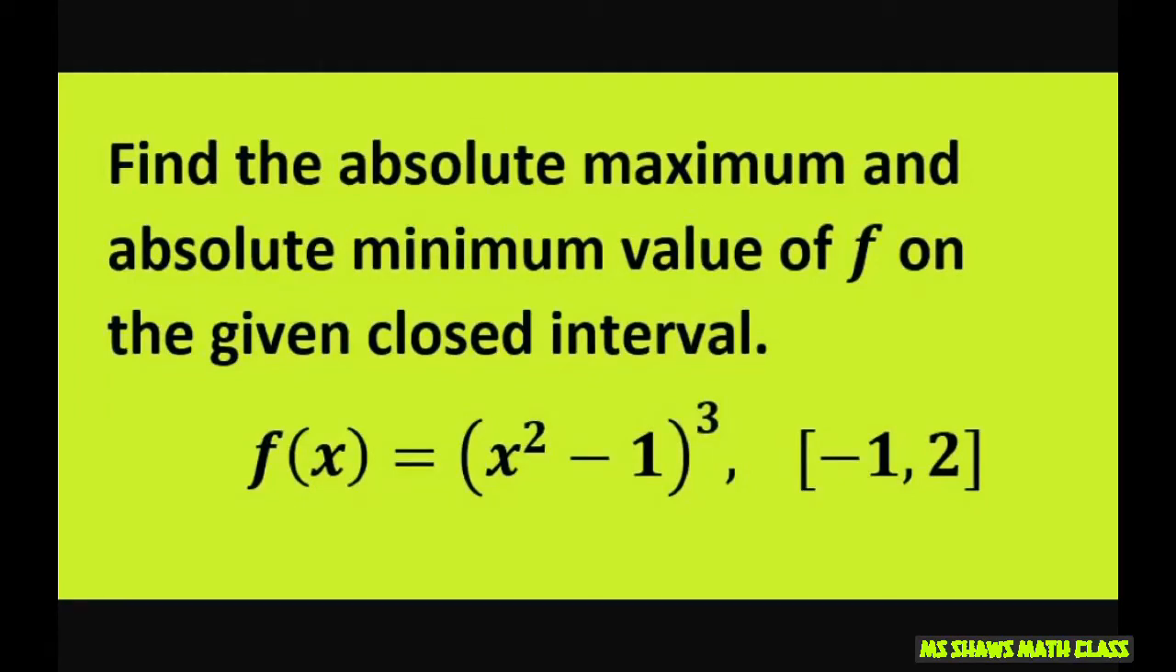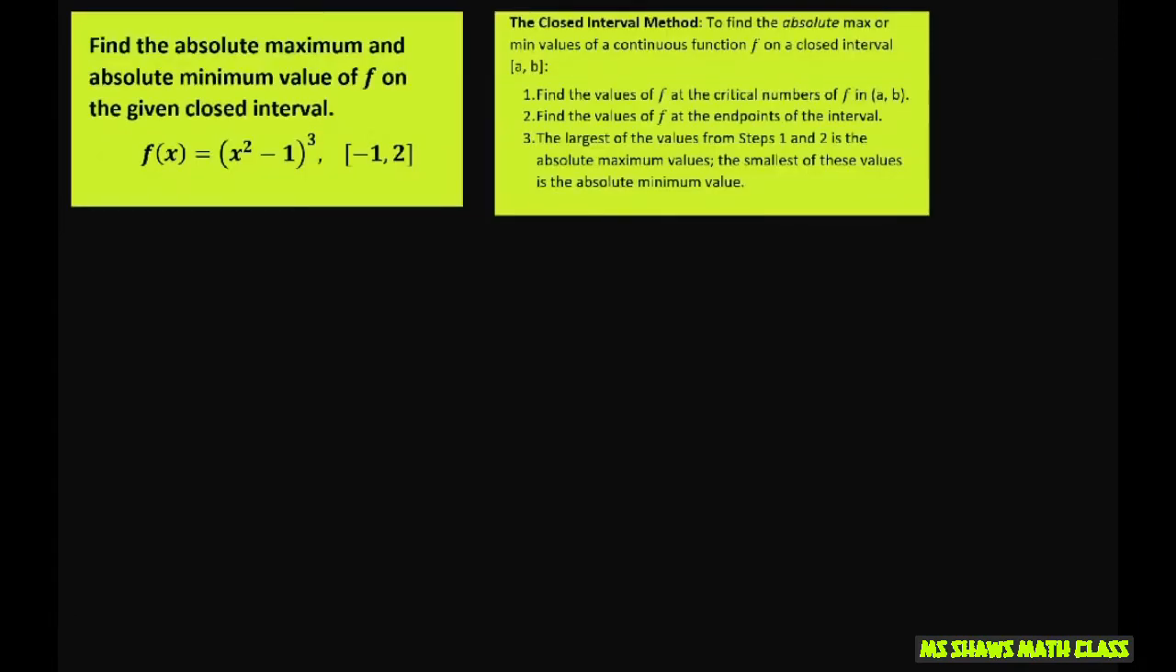Hey everyone, we're going to find the absolute maximum and absolute minimum value of f on the given closed interval, which in this problem is [-1, 2]. So we're going to use the closed interval method to find the values we need, and these are the 3 steps we're going to use. The first step is to find the values of f at the critical numbers of f in the open interval.